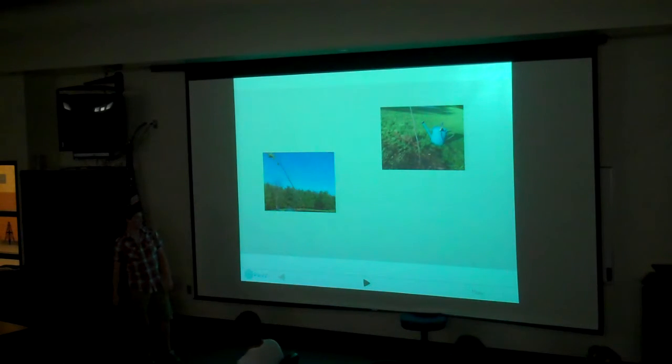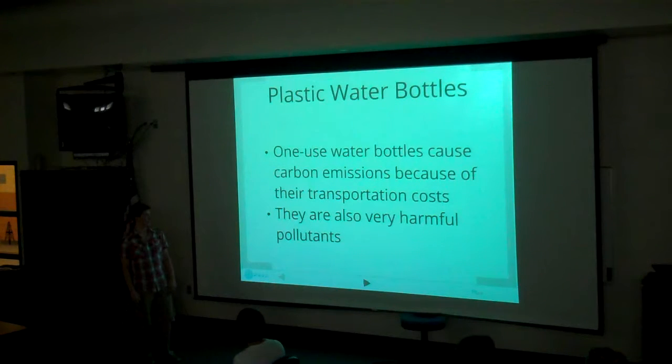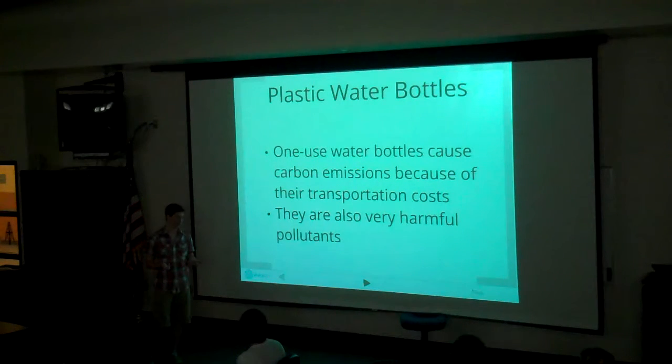Here are some trees that I planted. And water bottles are bad for the environment because they just get thrown in landfills and they don't really rot because they're made of plastic, so they sit there for hundreds of thousands of years, somewhere. Also, if you get water like Fiji, that actually comes from Fiji, the transportation costs in terms of carbon emissions are huge, because they have to transport it all the way here. Even local ones like Ice Mountain, which bottle about 20 miles away, still have a lot of bottling costs, so it's carbon footprint. And they're really harmful pollutants.